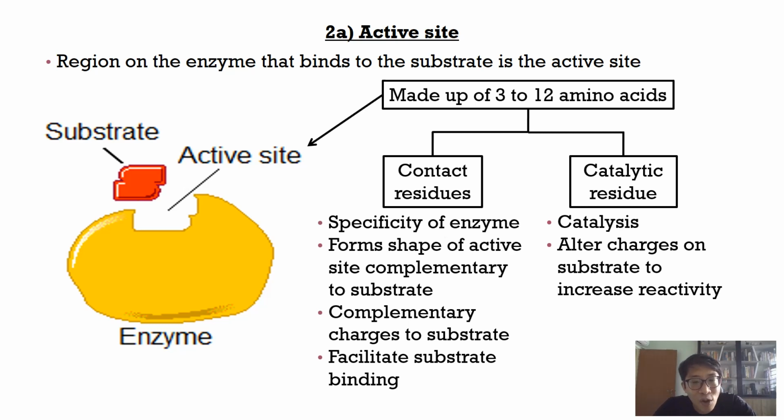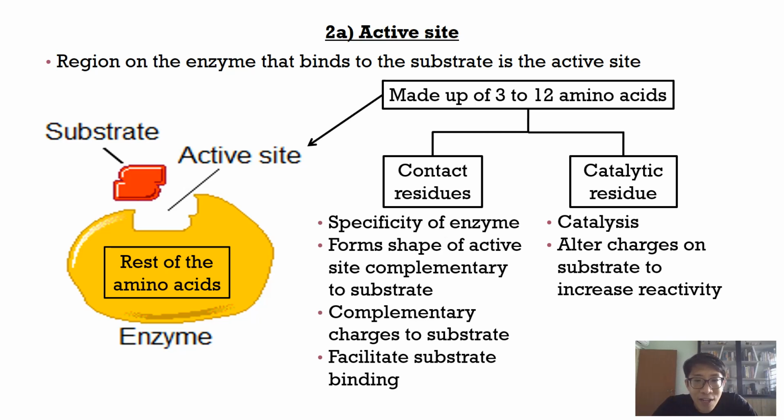Besides these contact and catalytic residues at the active site, the enzyme is made up of a lot more amino acids. Some of these amino acids play important structural function. They form interactions between R groups to maintain the conformation of the entire enzyme, which also helps to maintain the shape of the active site. But some of these amino acids don't really play any function, and they are sometimes called non-essential amino acids. So they don't really have important functions in the enzyme.